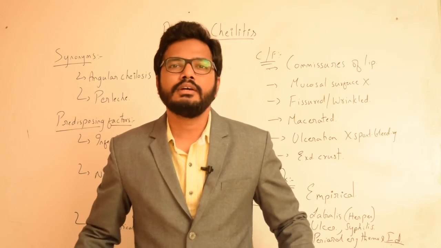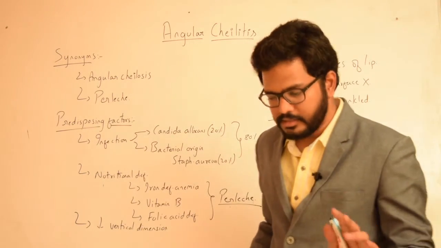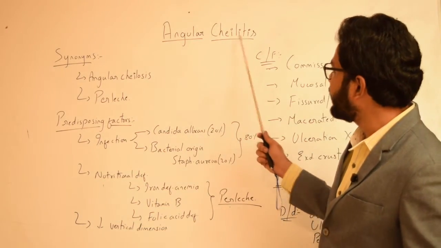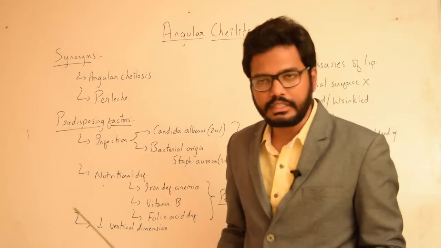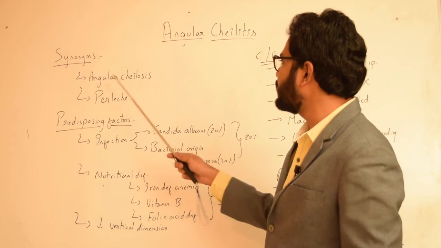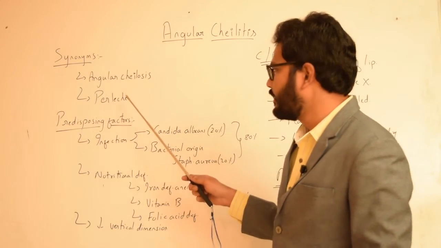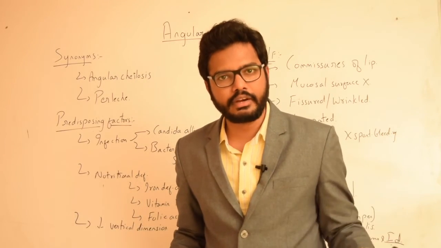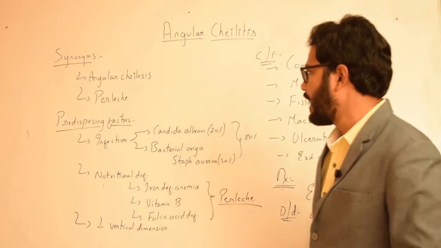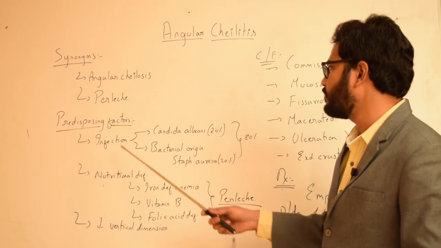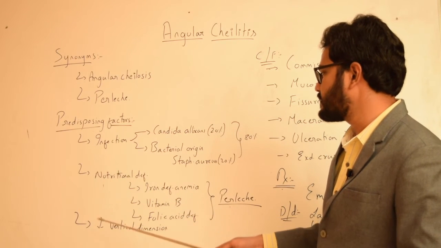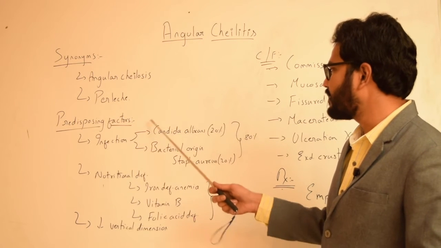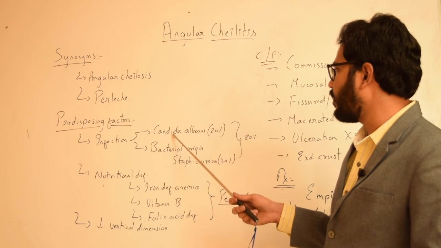To summarize, angular cheilitis is basically a regressive alteration of the oral cavity, and it has multifactorial etiology. The synonyms include angular chelosis and perlèche. It is called perlèche specifically when angular cheilitis is associated with nutritional deficiencies. Various predisposing factors include infection, nutritional deficiencies, and also decreased vertical dimension. Infections can be either of bacterial origin or fungal origin.